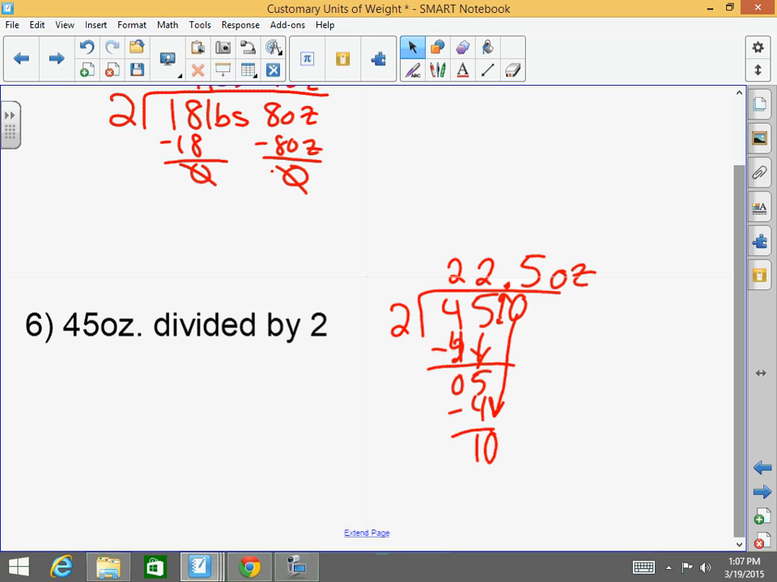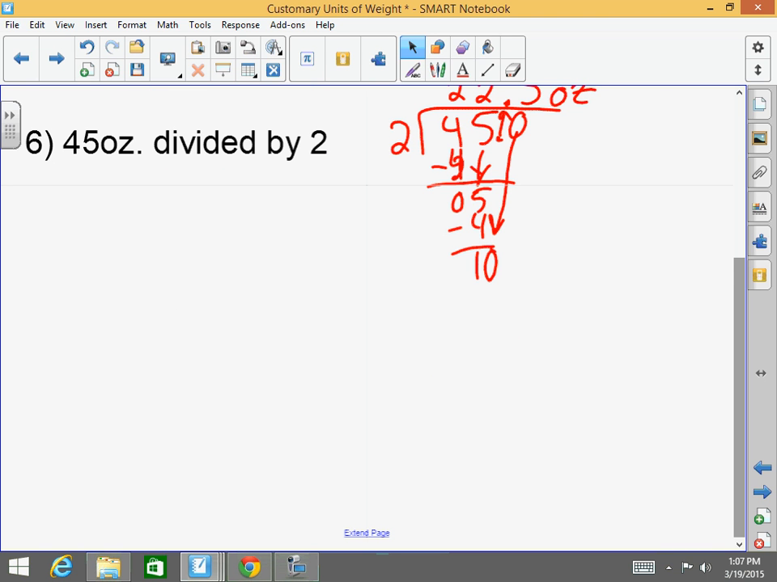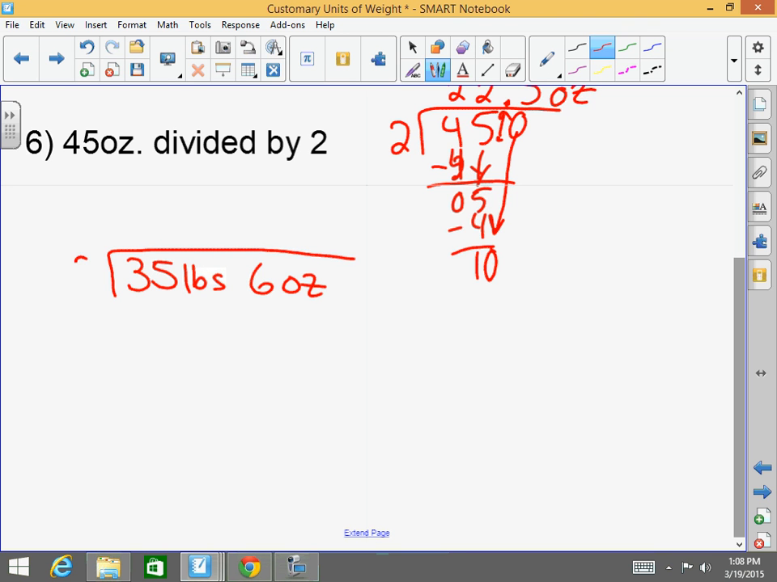We're going to do another one where you actually have uneven values, and you have to borrow, or actually add over. You'll see what I mean. We did this yesterday as well in the quiz, and it messed some of you up. So I want to make sure it's not messing you up on the next quiz. For example, let's say I tell you 35 pounds, 6 ounces divided by, let's say, 3.